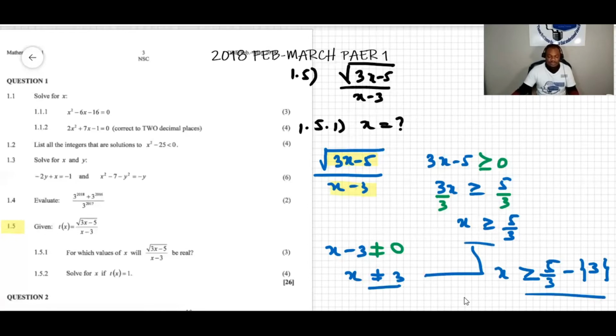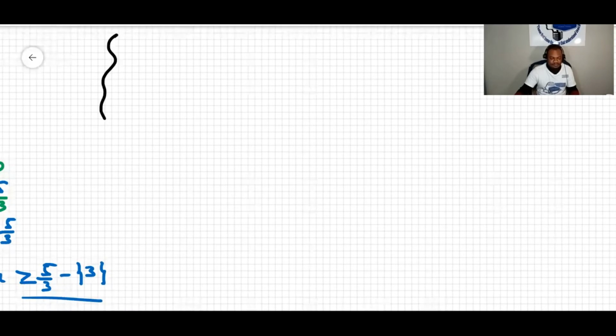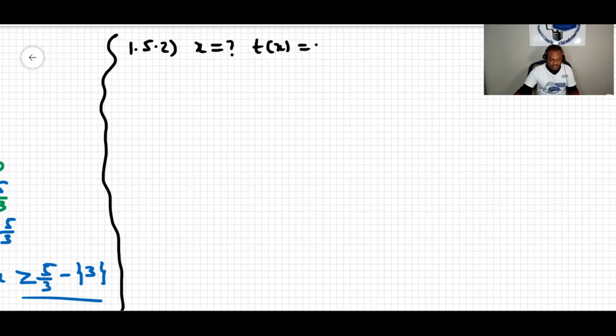Correct. Now, question 1.5.2 says, for which value of x will the function t of x equal 1? Now I'm going to move my board here. We're working on 1.5.2. We're looking for the values of x for which the expression t of x equals 1. Now t of x is given by root of 3x minus 5 over x minus 3.